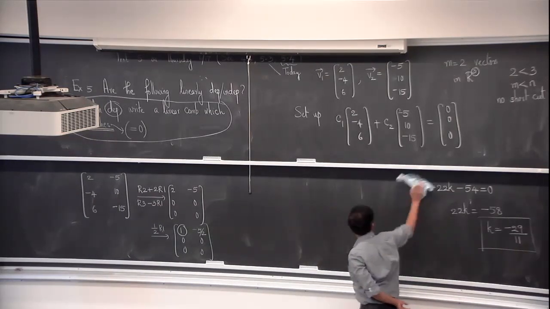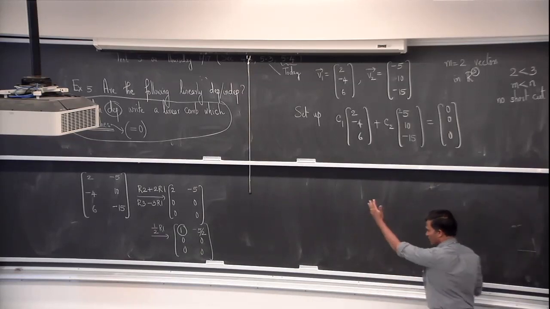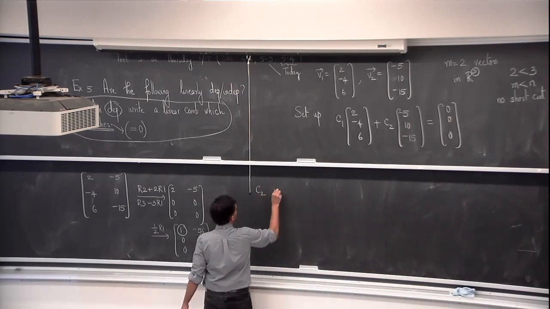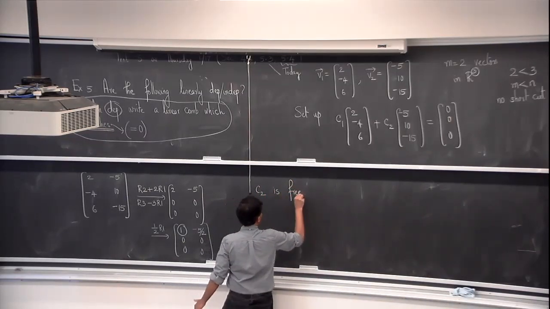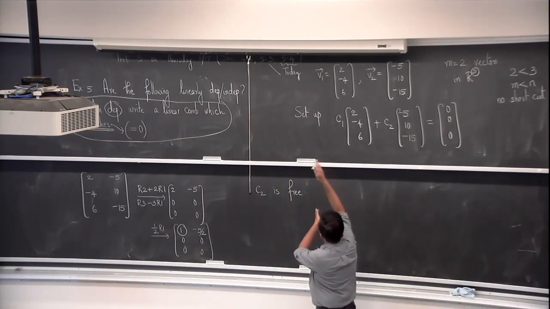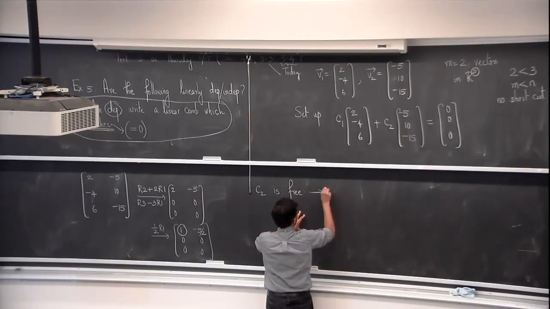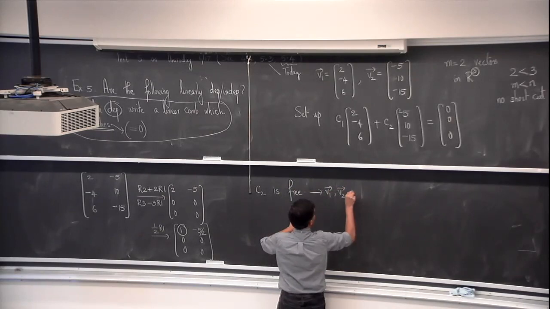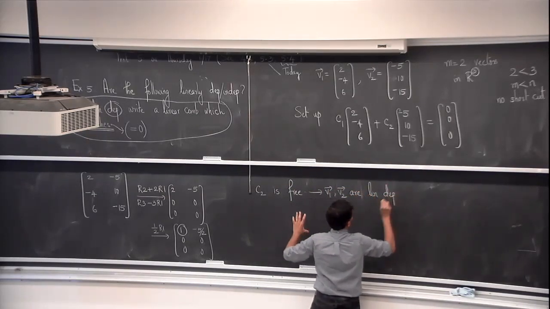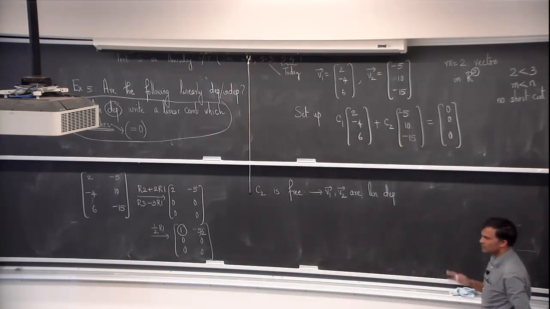So there is C1 in this case, not X1. C1 is basic, C2 is free because there is no leading one in the second column. Okay. So as soon as you find that there is one free variable, the answer is that they are linearly dependent. So V1 and V2 are... the yes or no question is based on the presence or the absence of free variables.